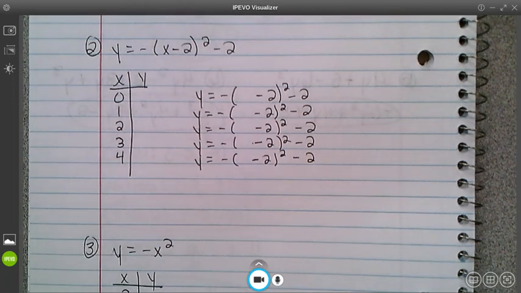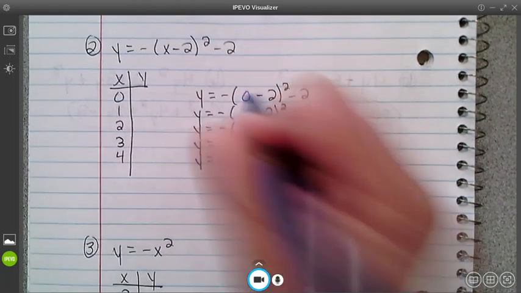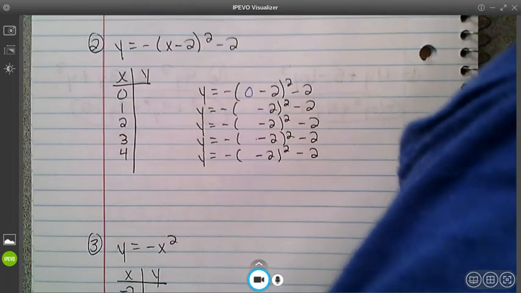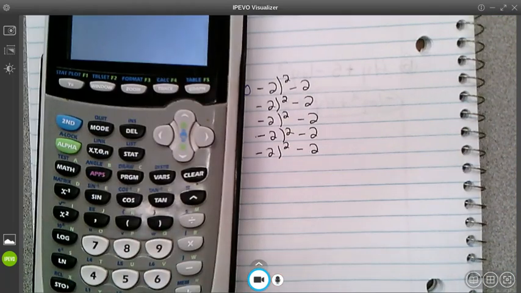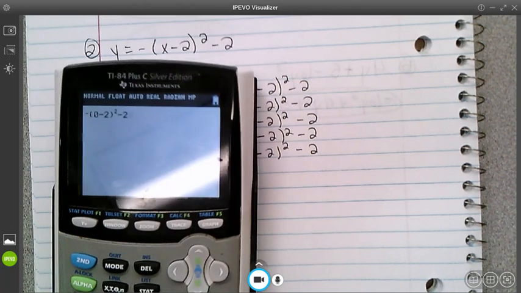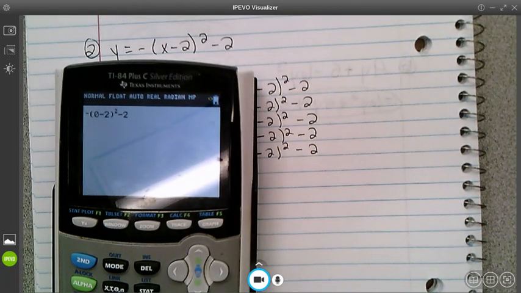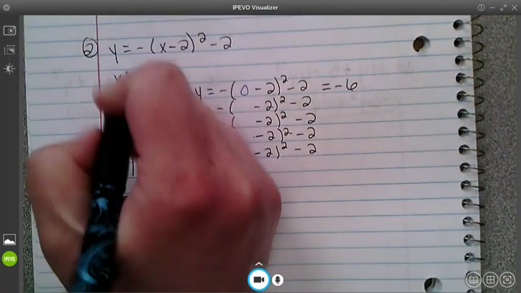And since there's already a parenthesis there, we're not going to have to use another parenthesis when we plug it in. We're really just going to put that 0 right there. And then we're going to type it in. So that's going to be negative parentheses 0 minus 2 close parentheses squared minus 2, which is going to look like that. And we get negative 6 as our first number.